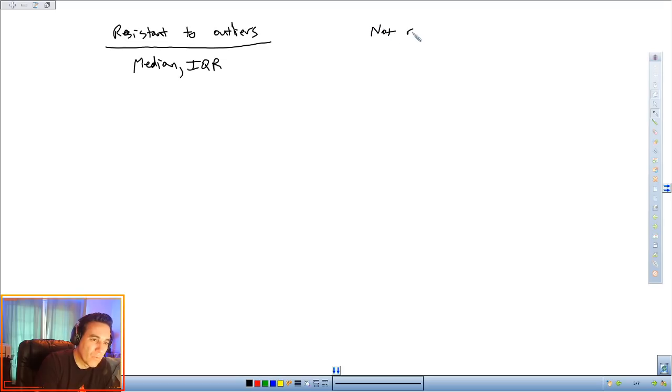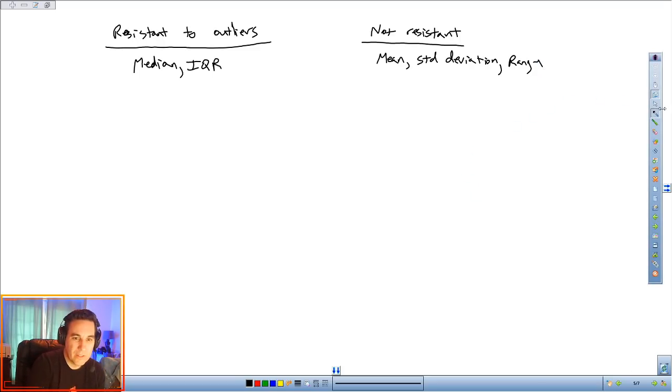Not resistant, what does get affected by outliers and skews? The mean definitely gets affected by outliers and skews. The standard deviation definitely gets affected, right? Because every data point is in the calculation for standard deviation. And what else? Range. Range definitely gets affected if you have an outlier. So that might come up in a question. I don't know how they would ask that. Maybe they change a data point on you and ask you what happens.